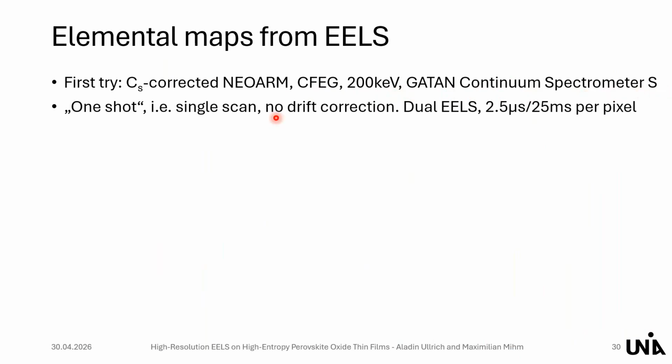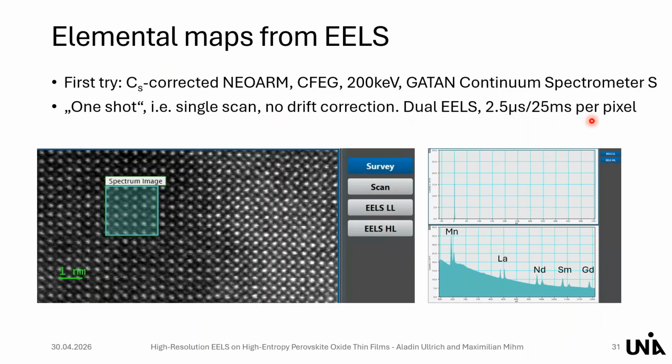And we did a so-called one-shot measurement, so a single scan, no drift correction, dual EELS mode with 2.5 microseconds for the low loss region and 25 milliseconds per pixel for the high loss region. So that means the total map generated by the settings. So we mapped here this region. It's 44 by 44 pixels, and it takes something like 40-45 seconds approximately.